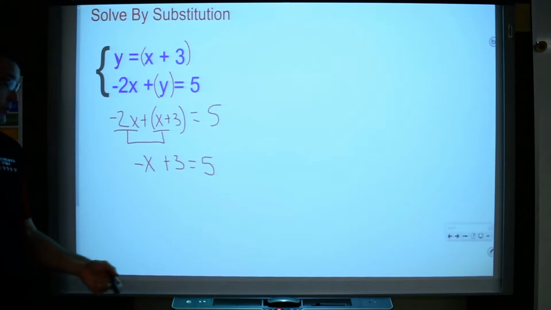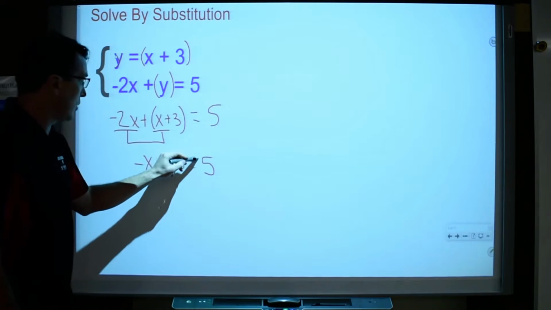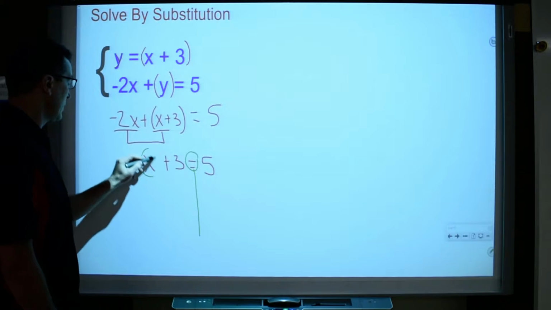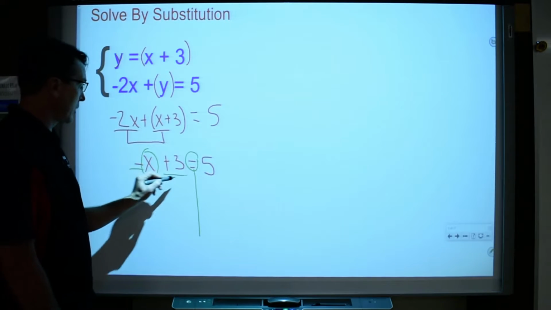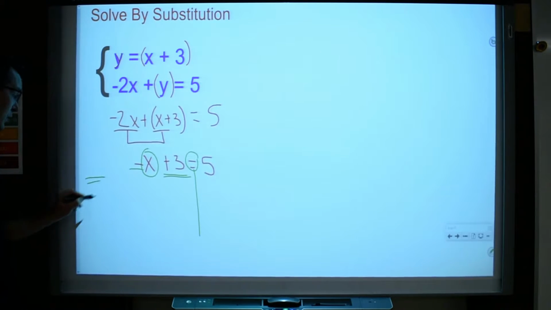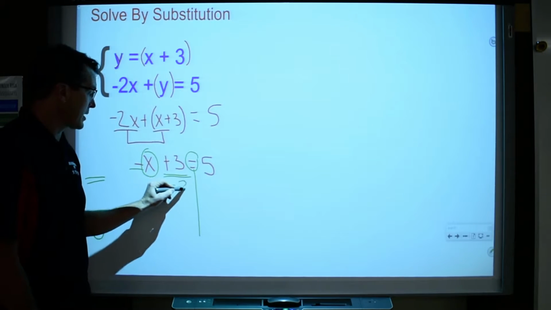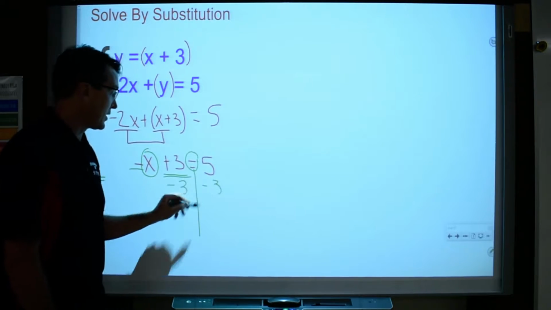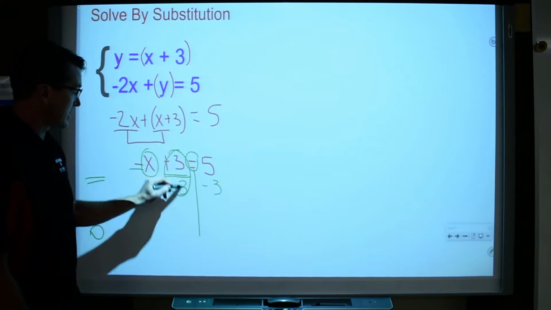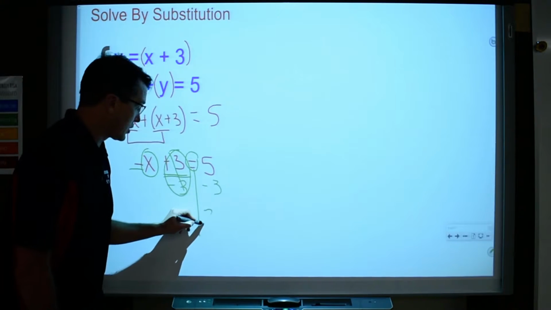And now I have a two-step equation. I'm going to go ahead and circle the equal sign, circle the variable, underline the coefficient, and double underline the constant. And to solve is 2, 1, 0. So I'm saying, okay, how do I get rid of plus 3? I minus 3. If I do it to one side, I have to do it to the other. 3 minus 3 is 0, and 5 minus 3 is 2.